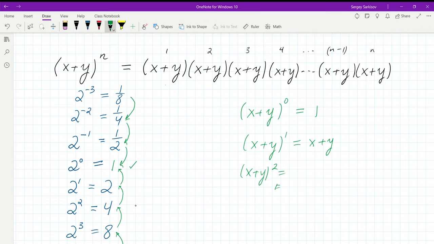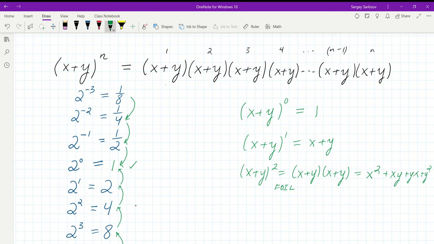Let's do the FOIL method. First terms, outer, inner, last. Really, it's x plus y times x plus y. That's what squaring means, multiplying the same thing by the same thing. First terms, x times x is x squared. Outer terms, x times y, xy. And then inner terms, yx. And finally, last terms, y squared, y times y.